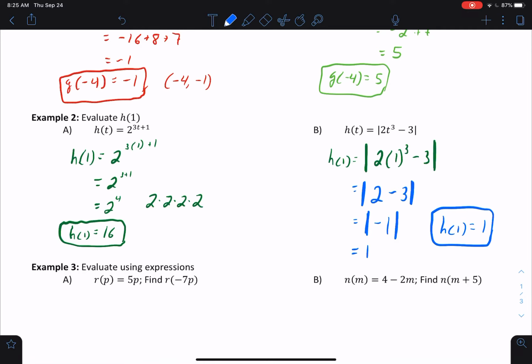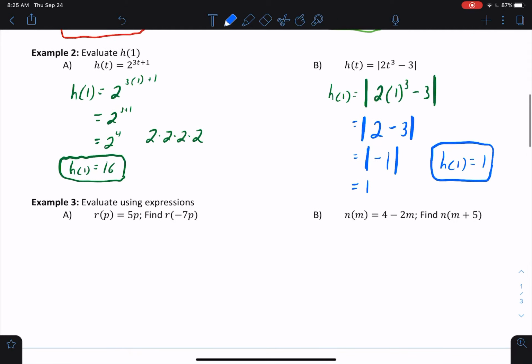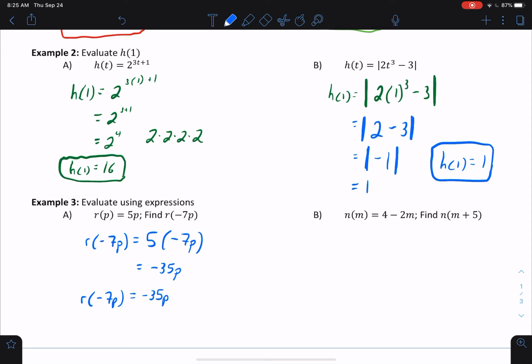Okay? So to wrap up this video, what if we wanted to evaluate using expressions? So notice we're trying to find r of negative 7p. So that means every time I see a p, I'm going to plug in negative 7p. What's that going to look like? All right, so we got r of negative 7p equals 5, and then instead of p, I'm going to plug in my input, which is negative 7p. All right, 5 times negative 7p is going to be negative 35p. So r of negative 7p equals negative 35p.